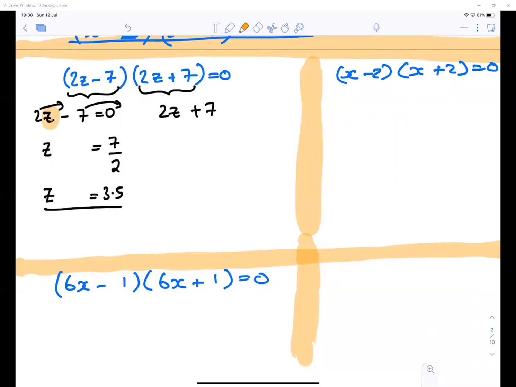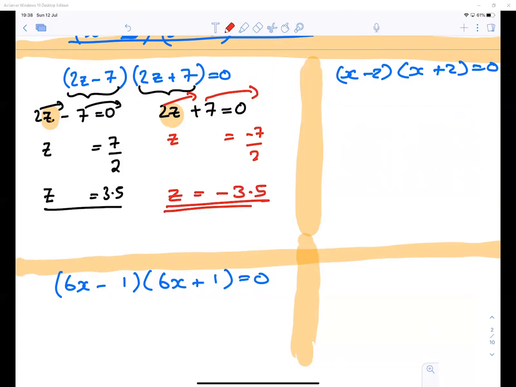Layla, how would you do the next one? So we have to make each bracket equal to 0, and we've got to work out the value of z. So how do you do that? You do the opposite of add 7, and then the opposite of times by 2. So you've got to do it in the proper order. So you'll have 7 over 2. So z is equal to that. What do you call this bit here? This bit is called the solutions. So z equals that and z equals that.